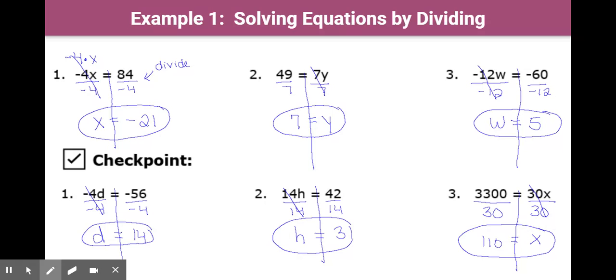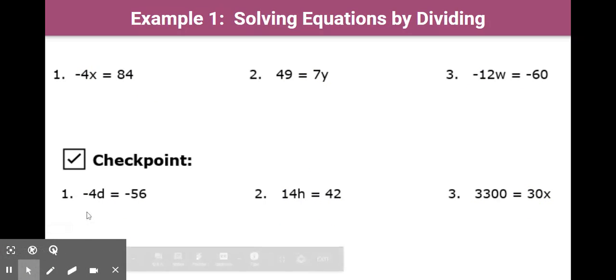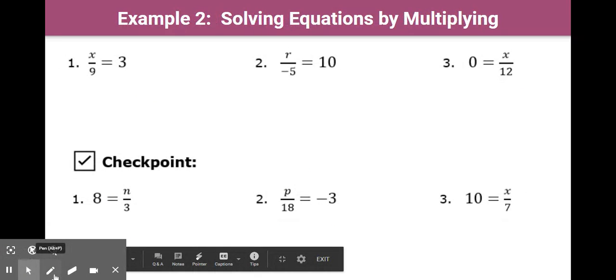So that takes care of all of our examples of solving equations by dividing. Now let's take a look at the opposite. And example 2 is all about solving equations by multiplying.